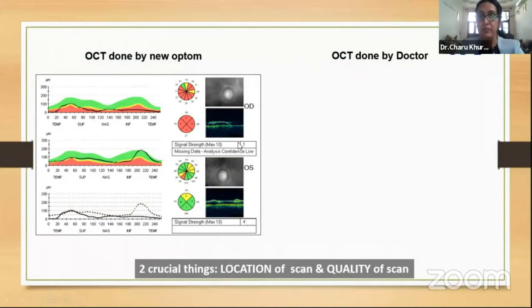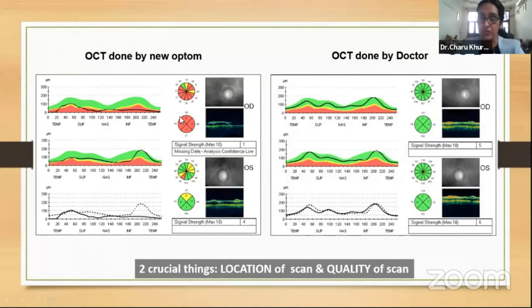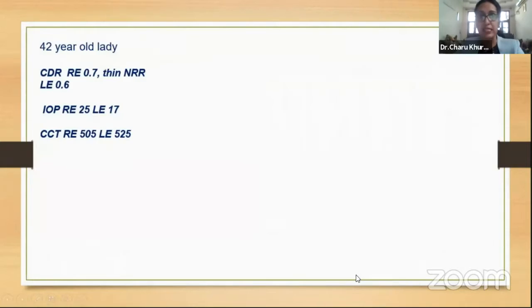Yet another example where I want to show you how the signal strength gives us an idea. You see this scan showed a lot of RNFL thinning, but look at the signal strength, here it is only 1, as compared to when we repeated the scan with a higher signal strength. And even for the left eye, the RNFL thickness definitely improved. So definitely look at the location and the quality of the scan before you confirm your findings.